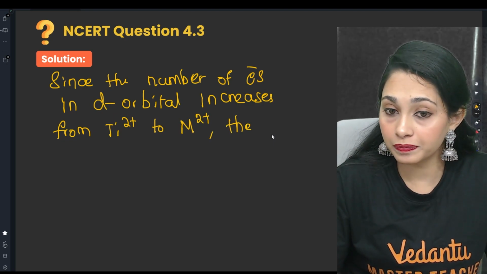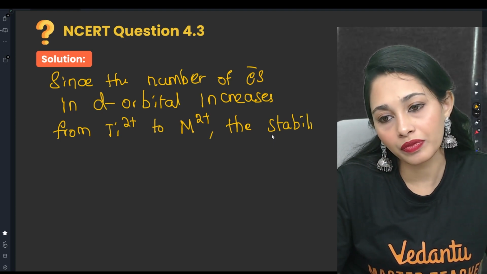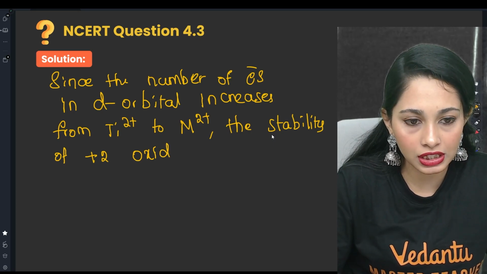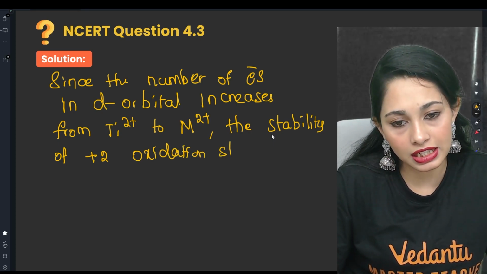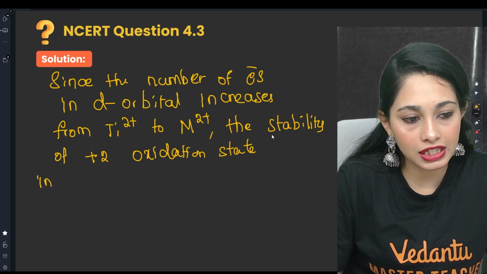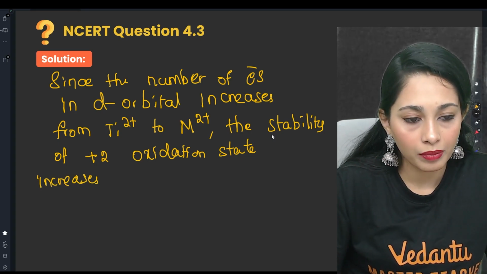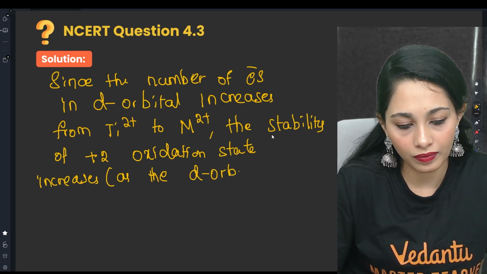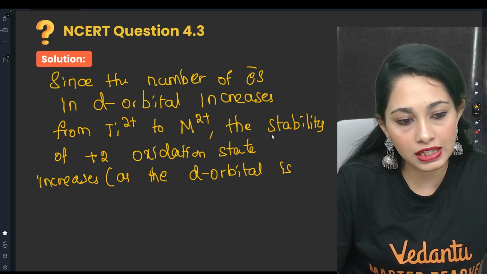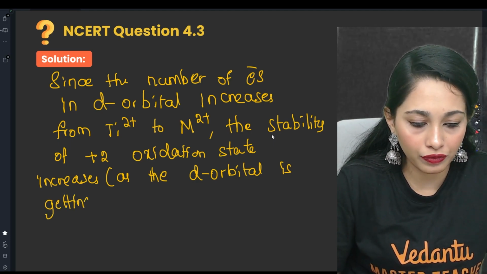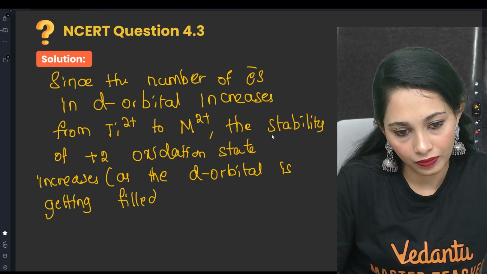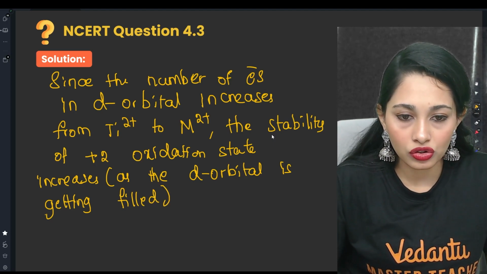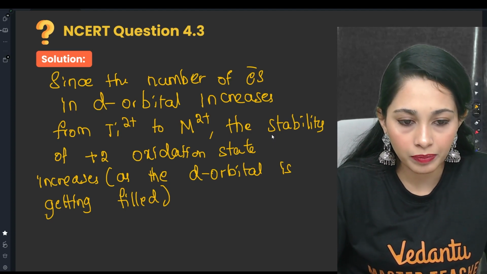the stability of plus 2 oxidation state increases. Because as the d orbital is getting filled. Okay. So yes, the stability of the oxidation state increases.